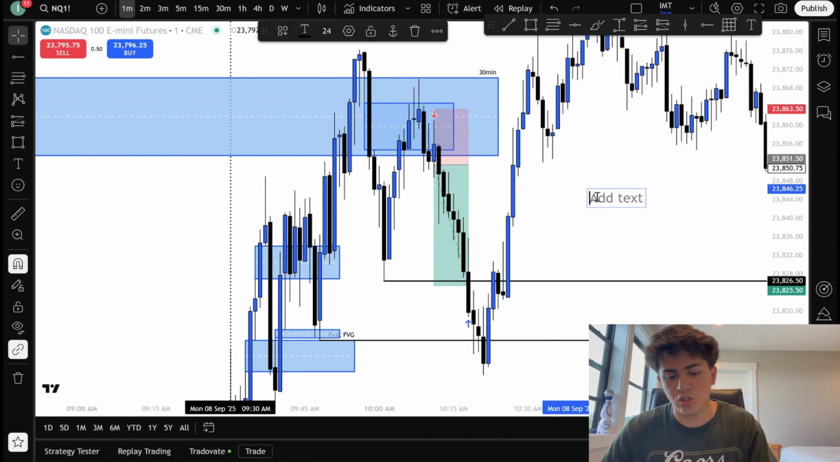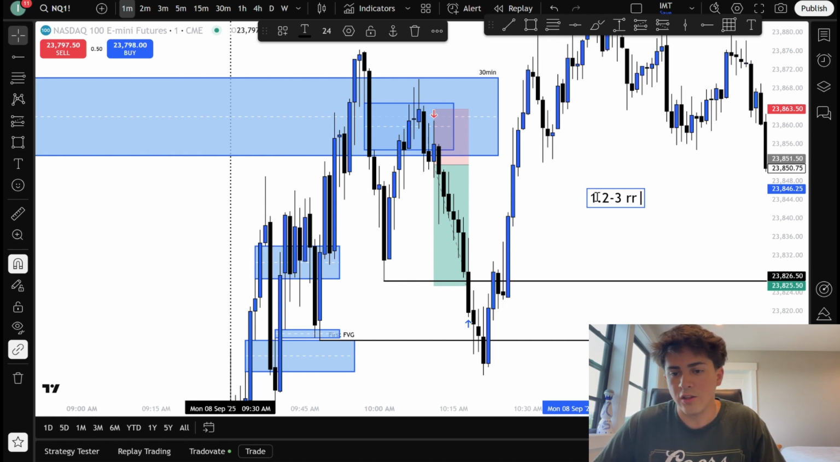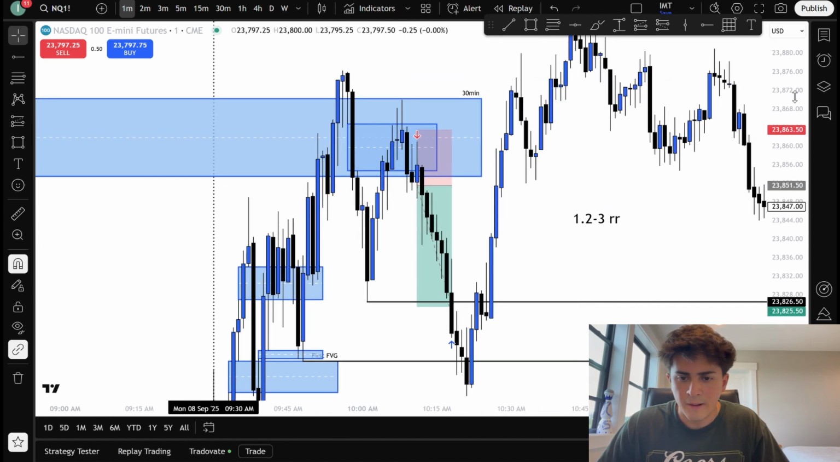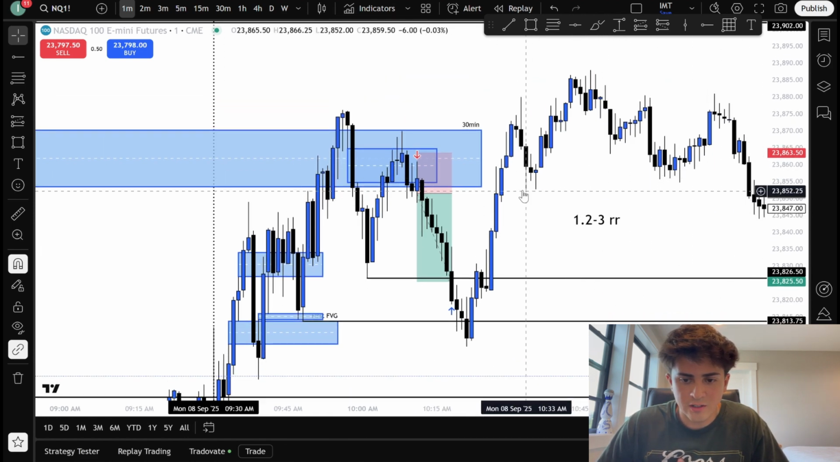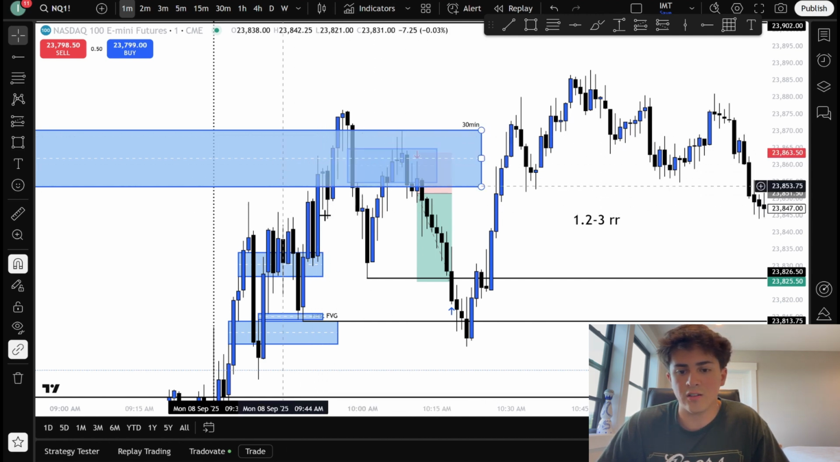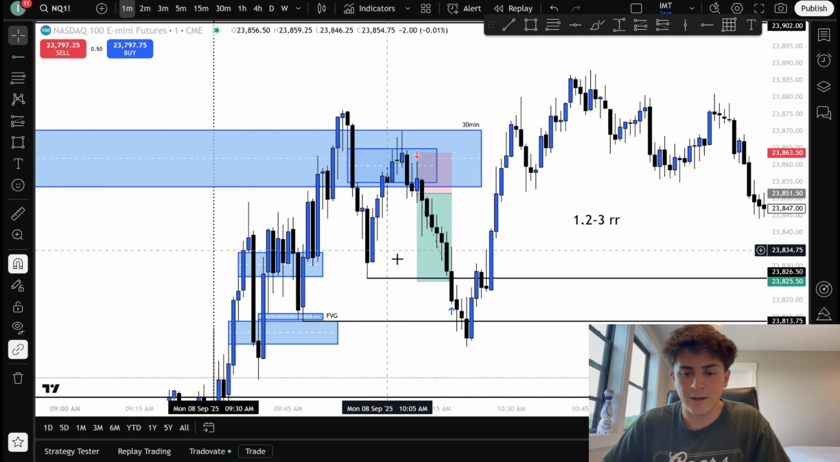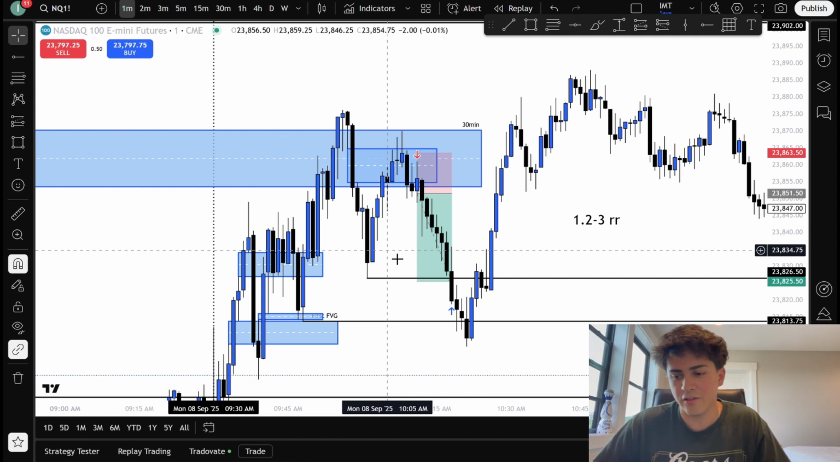As you guys know, it should be 1 to 2 or 3 RR. If it's a little bit more than 3, it's probably not going to happen. You should look for RRs that are in this range right here. But yeah, that was a pretty good trade. As I said before, it's a little bit later. I like to take my trades a little bit sooner in the day where it is most volatile, but it was no news Monday, so that means there's not a lot of volatility in the market on no news Mondays.